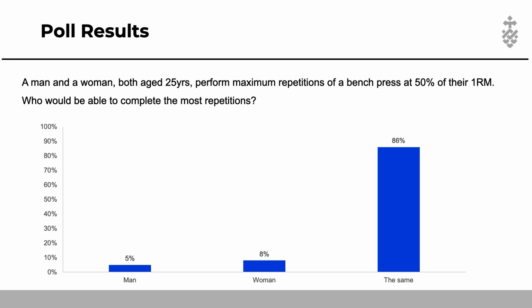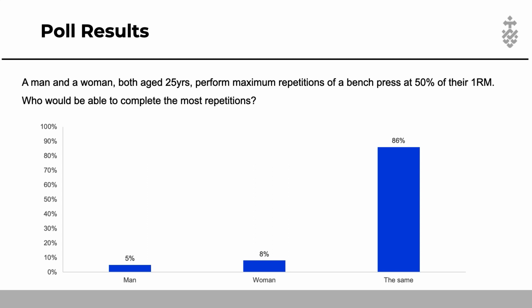And I actually asked you guys a similar question at the beginning of the semester. A man and a woman, both 25 years old, perform maximum repetitions of a bench press at 50% of their one repetition max. Let's take, for example, that the woman's bench press is 30 kilos. That's her maximum amount she can do for one bench press. So she would perform as many repetitions as possible without stopping at 15 kilos. Whereas the man's maximum is 100, so he'll perform as many reps as possible at 50 kilos. Who would be able to perform the most repetitions?